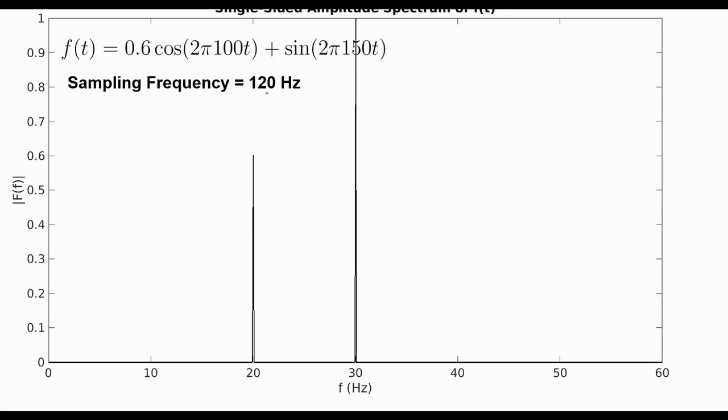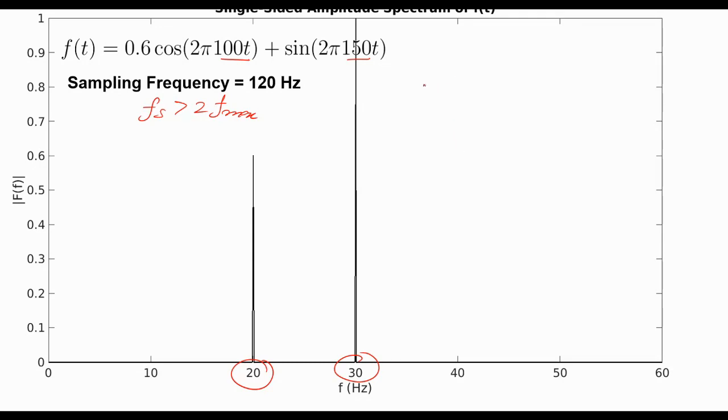Also, let's say at 120 Hz, now we don't satisfy the criterion that the sampling frequency must be greater than 2 times the frequency of the signal that we want to capture. In this case, the sampling frequency does not satisfy this criterion for both of these frequency components. So the 100 Hz frequency component appears at 20 Hz and the 150 Hz component appears to be at 30 Hz.